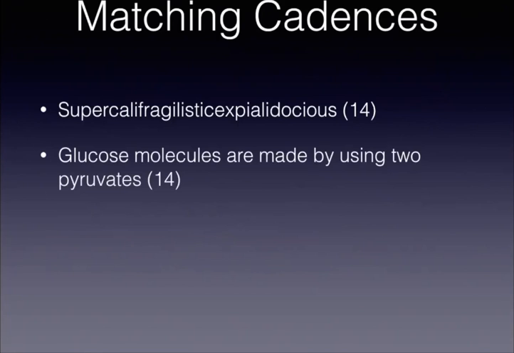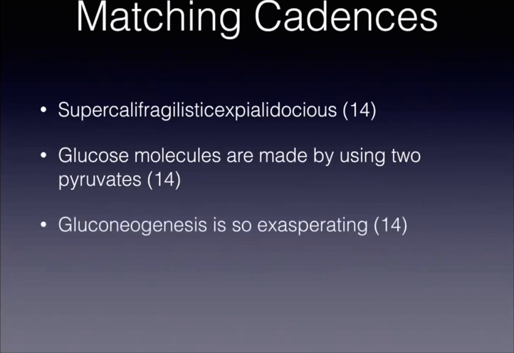If I take another phrase I'd like students to learn, glucose molecules are made by using 2 pyruvates. It also has 14 syllables, but just based on the way I've said it, you can hear that there's not really a melodic nature to that. It didn't match clearly. On the other hand, if I take the phrase gluconeogenesis is so exasperating, it also has 14 syllables, and it doesn't take much to see how it might fit into supercalifragilisticexpialidocious. Gluconeogenesis is so exasperating.